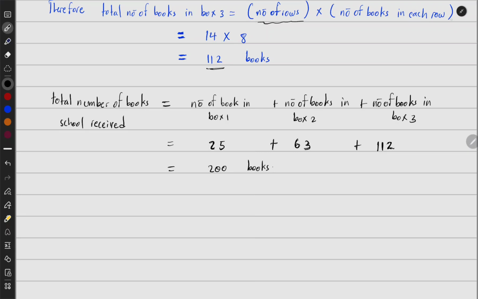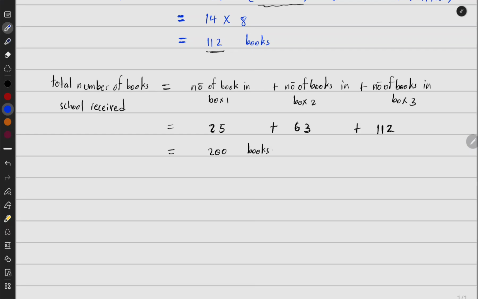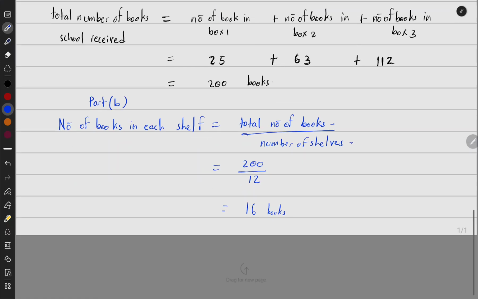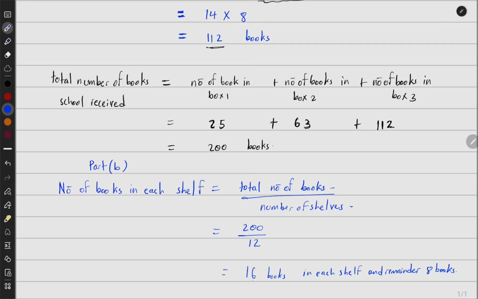Okay, so let us proceed to part B of the question. Now for the number of books in each shelf, you find that the total number of books in each shelf, you divide the total number of books by the number of shelves. So we have 200, and now in this case we get 16 books in each shelf and remainder 8.